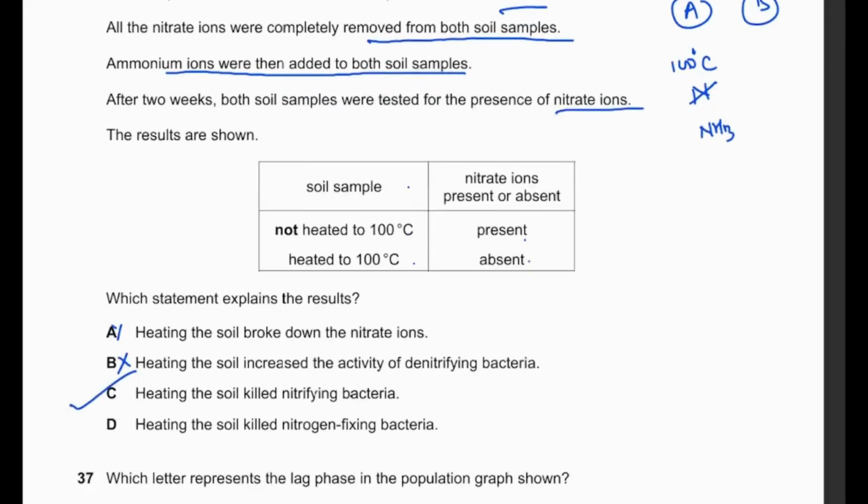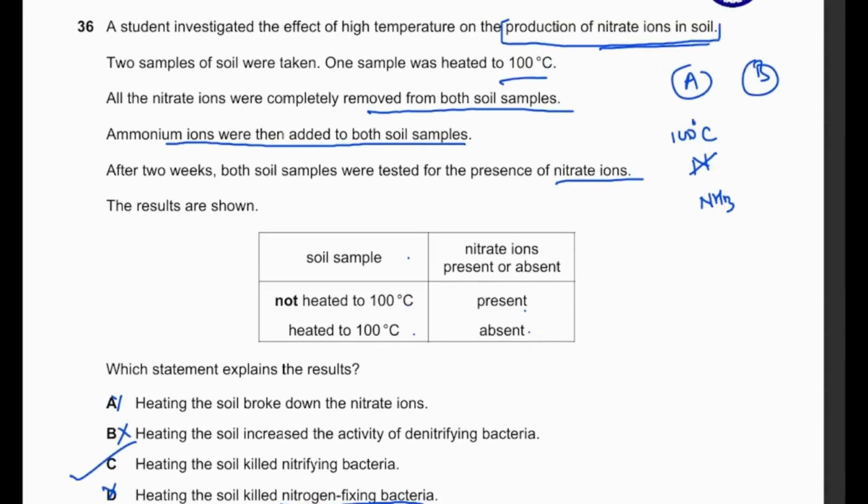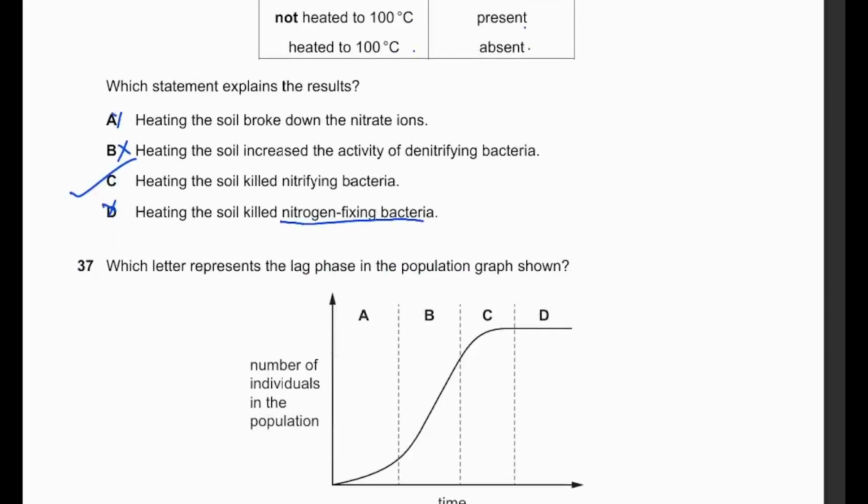Fine, here you can see the nitrification process is done. So this is also heating the soil, which killed nitrogen fixing bacteria. Leguminous plant they are talking about. Nitrogen fixing bacteria are present in the leguminous plant, so that is not there in that. So C is the correct option. Nitrifying bacteria is lost.